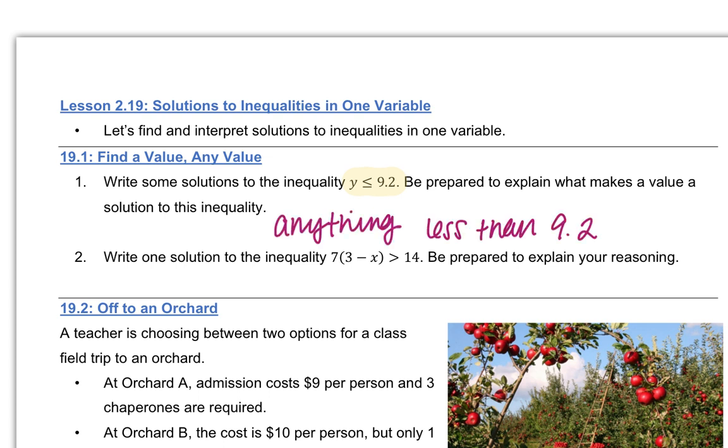So any number less than 9.2 and 9.2 itself will be included because we have the less than or equal to. So we can include 9.2 in our solution set as well. We're going to skip this one for now, but it's similar to what we would do with an equation where we'd need to distribute 7 and then solve, but we will talk about that more in our next video or our next lesson.